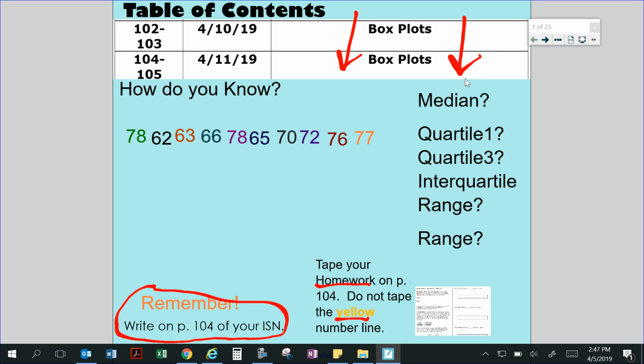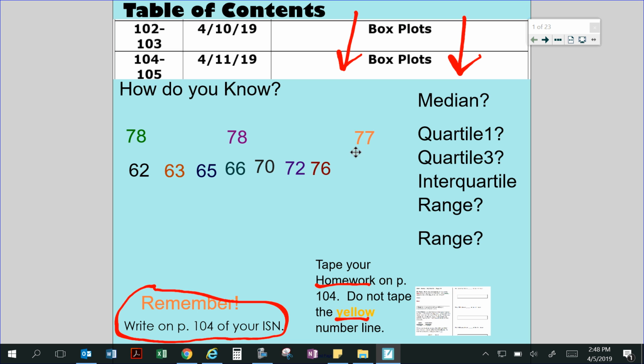So first of all, to do median, some of you did get this one wrong. What are you supposed to do with all these numbers to do median? You have to put them in order. So let's put them in order. Let's look at all the 60s. So 62, 63, 65, 66. Let's do the 70s. 70, 72, 76, 77, 78, and again 78. So let's find the median.